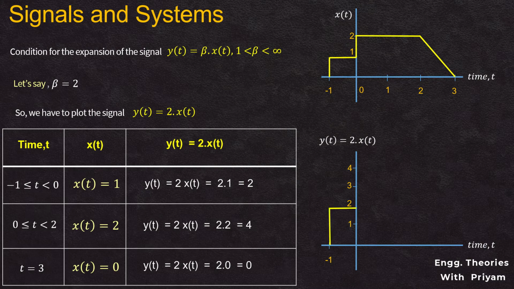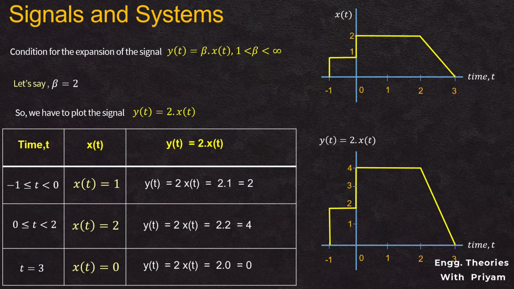Again, when the time t is greater than or equal to 0 and less than 2, then the amplitude of the signal y(t) is equal to 4. And finally, when the time t is equal to 3, then the amplitude of the signal y(t) is equal to 0. Now if we compare the two signals x(t) and y(t), then we can see that both signals exist from time t equal to -1 to 3.